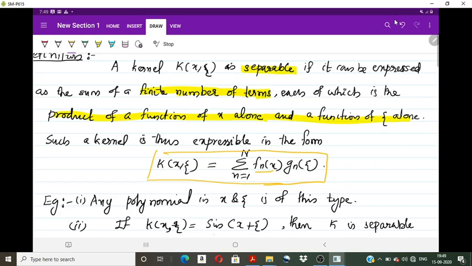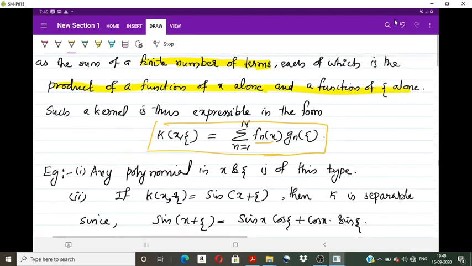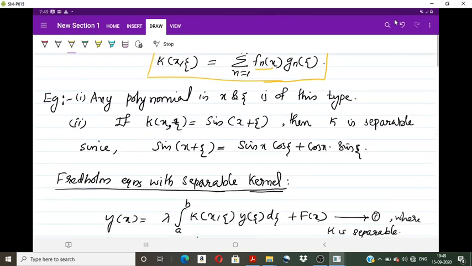Use the expansion of sine of a plus b, with a and b as angles. We know the identity sine a cos b plus cos a sine b. So using that, we have sine of x plus theta is equal to sine x into cos theta plus cos x into sine theta. Therefore, when k of x theta is equal to sine of x plus theta, this kernel is a separable kernel.